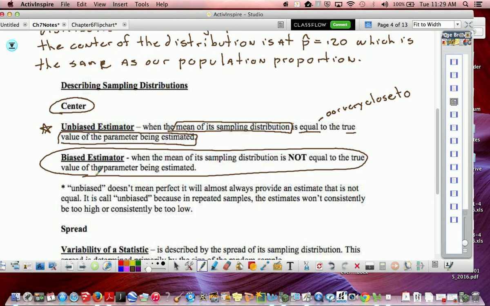The reason why I allow a little variability is that with a sampling distribution it's really hard to get all the samples, so we're always basing it on so many samples. We know that it can be off by a little bit. That's why it says unbiased doesn't mean perfect, but means pretty darn close. And yes, it can be a judgment call, but there should be some reasonableness with your judgment.